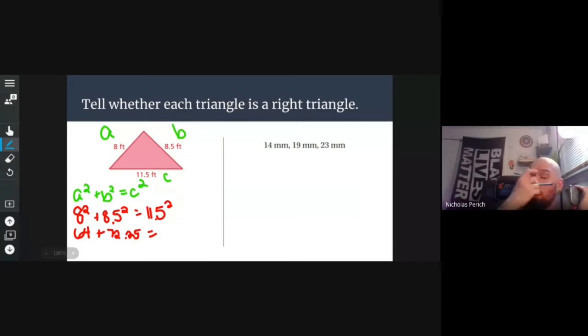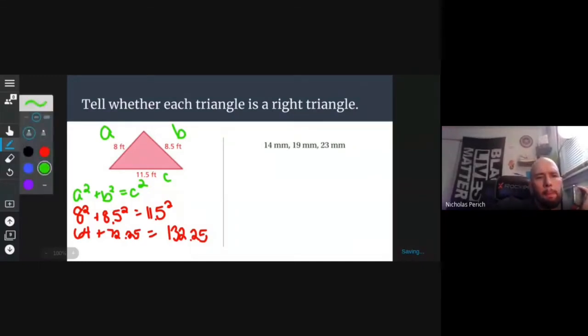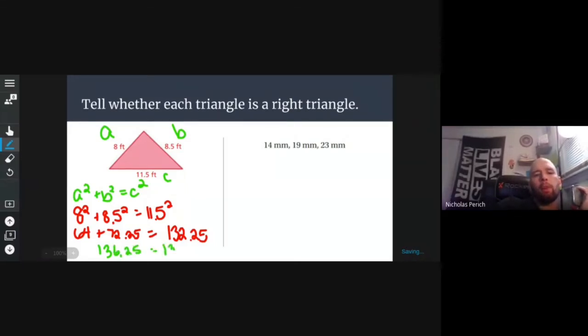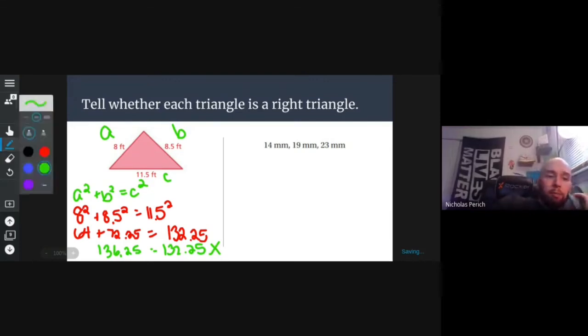11.5 squared. 11.5 raised to the second power is 132.25. 64 plus 72.25 is 136.25. So close, but not close enough. Close, but not right, which means it's not right.